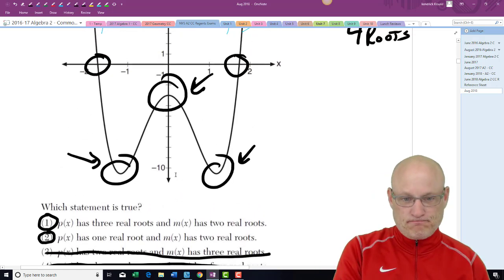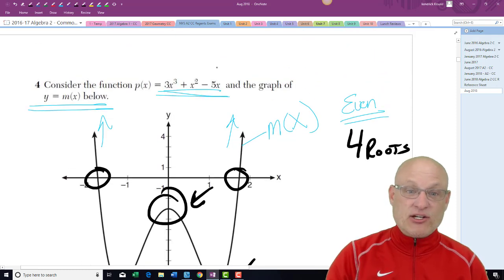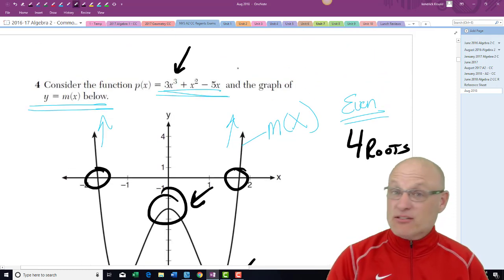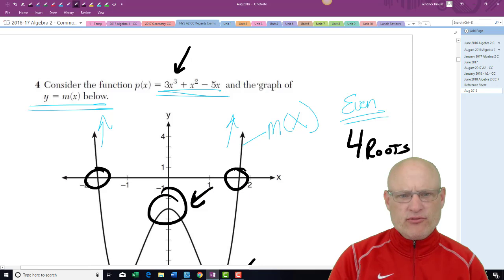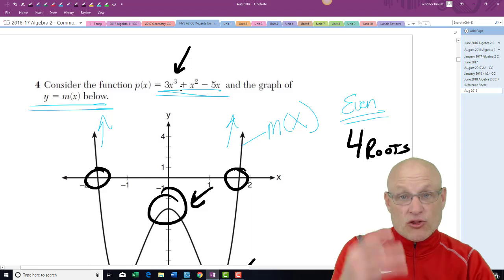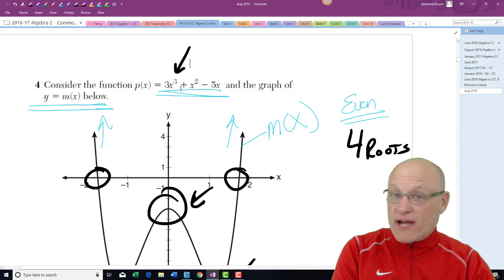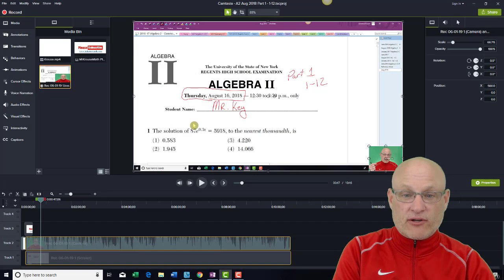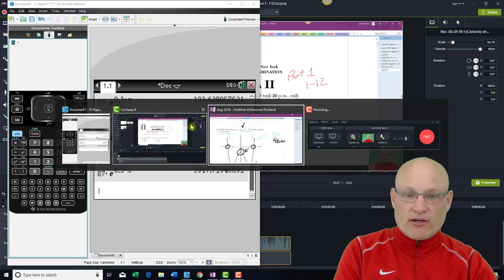But the other one, now this is an odd degree function. Now it doesn't mean it's an odd function. In fact, it's not an odd function because of this term here. But it is an odd degree function, which means it probably should have 3 real roots. But we're going to have to graph it using our calculator in order to figure out what's going on.